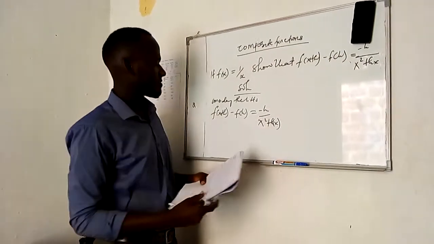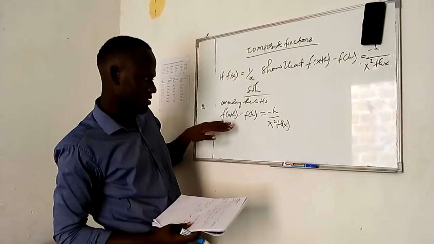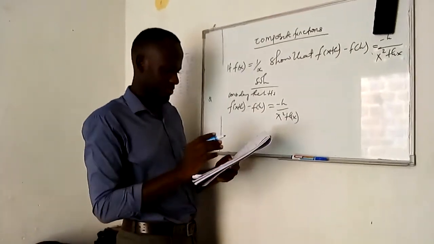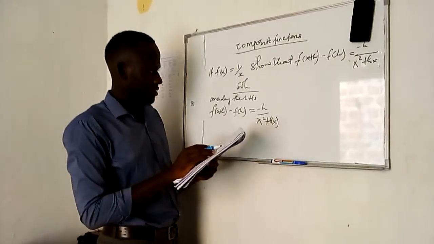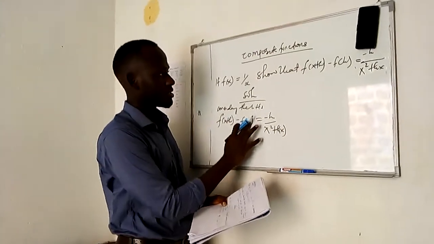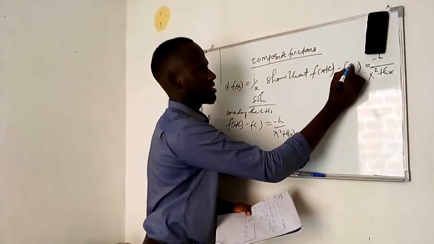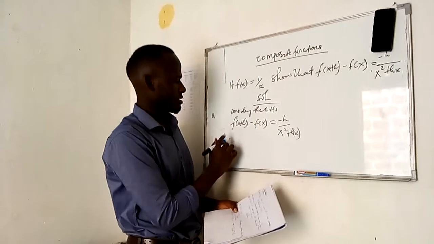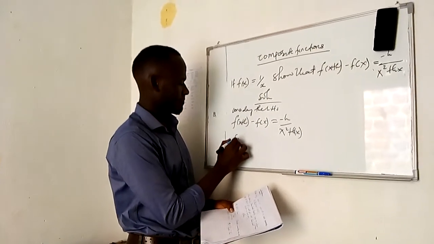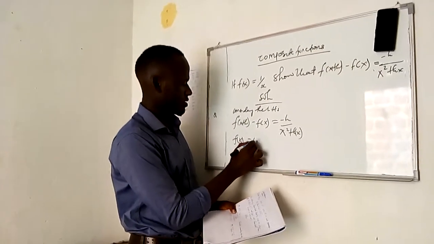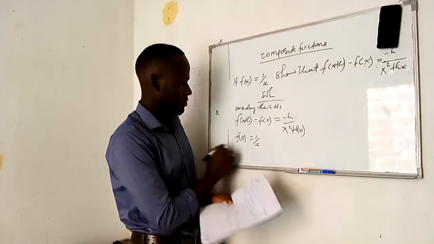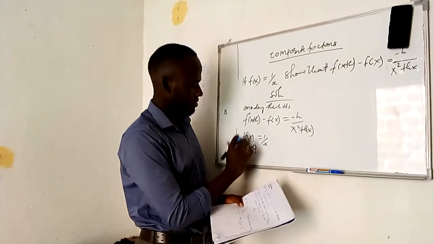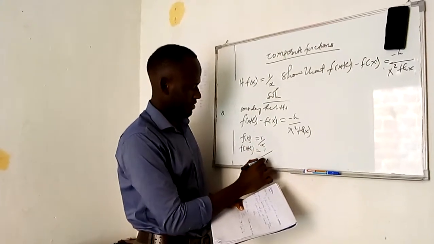But first, let us solve this now, because we don't know what this represents. This is supposed to be x, not h. Yeah, sorry for the inconvenience. This is supposed to be x. So our f(x) is given by what? 1 over x. Then what is our f(x plus h)? We substitute in the values of x: 1 over x plus h.